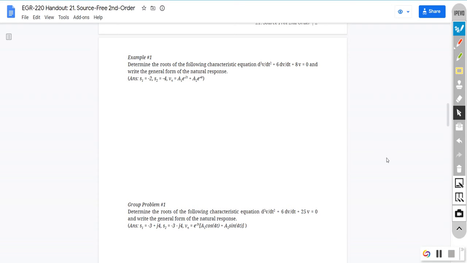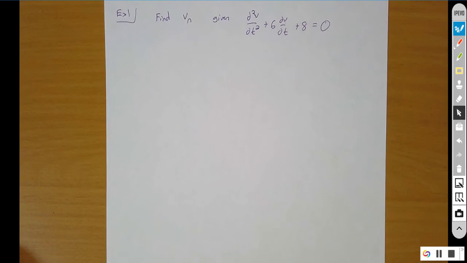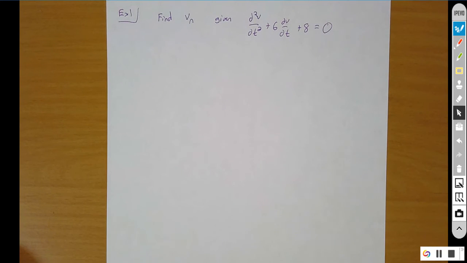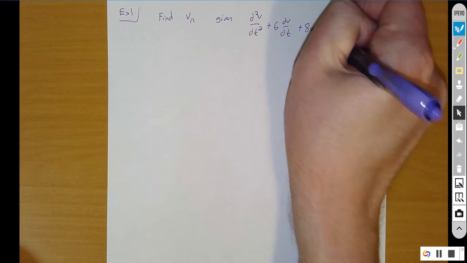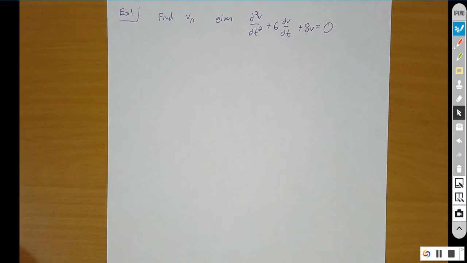In this video we'll be going over example 1, which looks at how to find the natural response once we've found the differential equation for our circuit. So I've rewritten that over here. Find the natural response given the second derivative of v plus 6 times the first derivative of v plus 8v equal to 0. It's not a constant because we don't have a forcing function here.